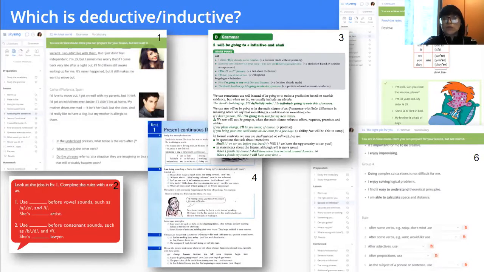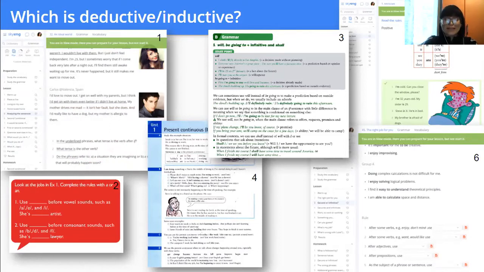First of all, the student is exposed to this text, and then afterwards, the student would have to analyze the structures that are underlined by means of answering these questions. For instance, in the underlined phrases, what tense is the verb after if? Or do the phrases refer to a situation they are imagining? And so on and so forth. The student has to come to the rule somehow.